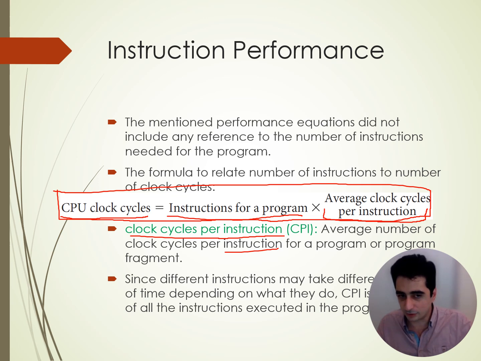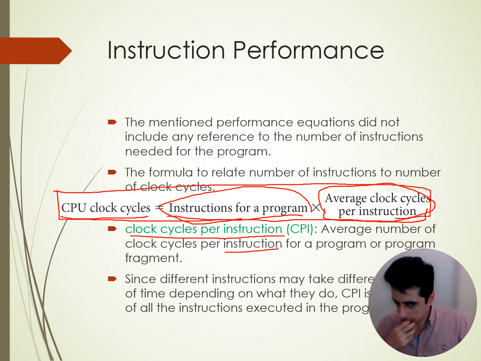create a better formula for the total CPU time. All we need to do is, in the formula that we saw earlier, we're going to replace the CPU clock cycles by the product of the number of instructions for a program times the average CPI, and that's going to give us the complete formula for the total CPU time.